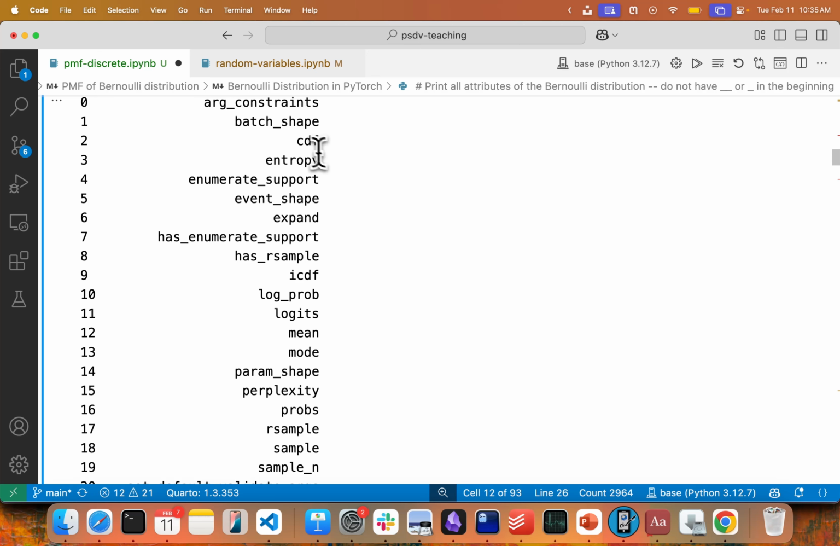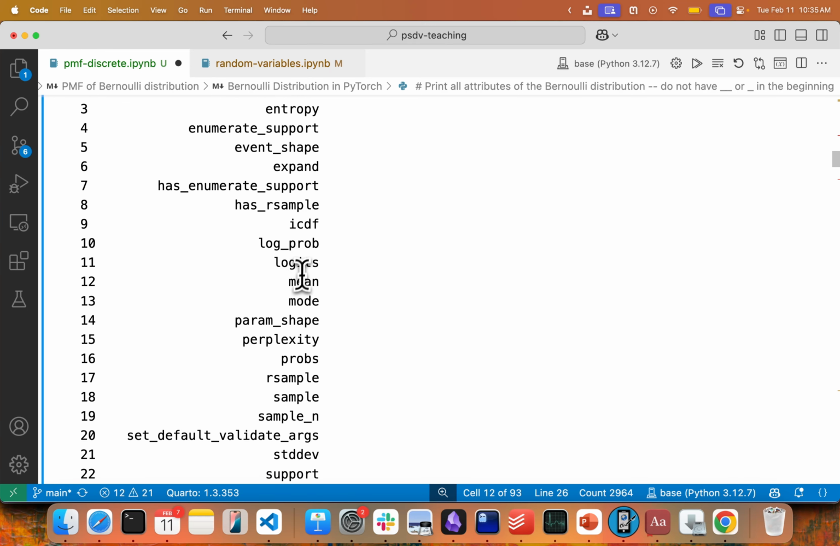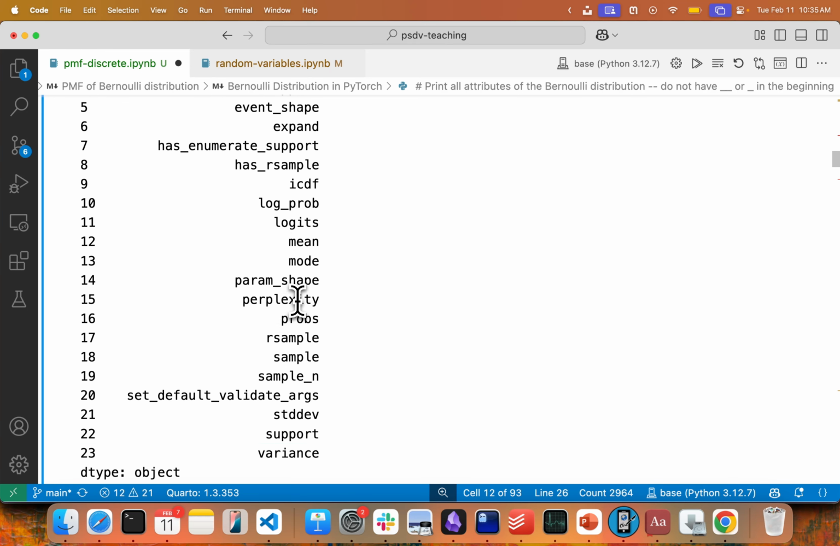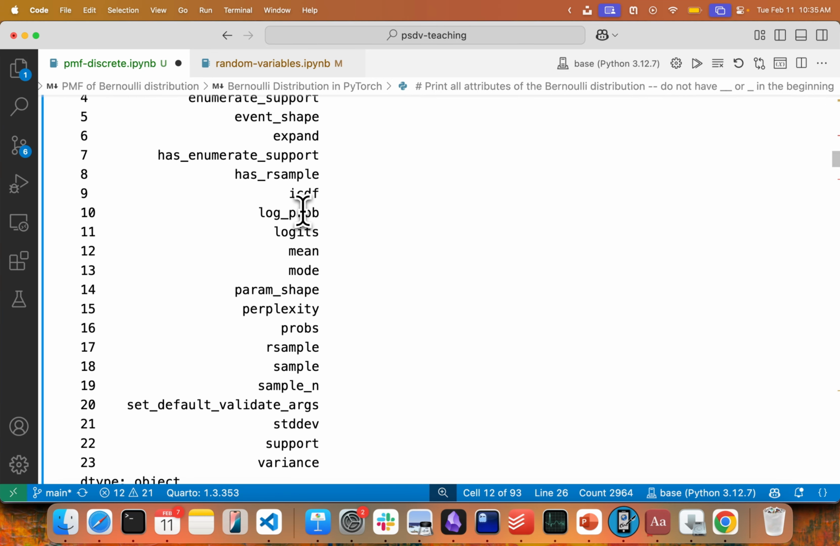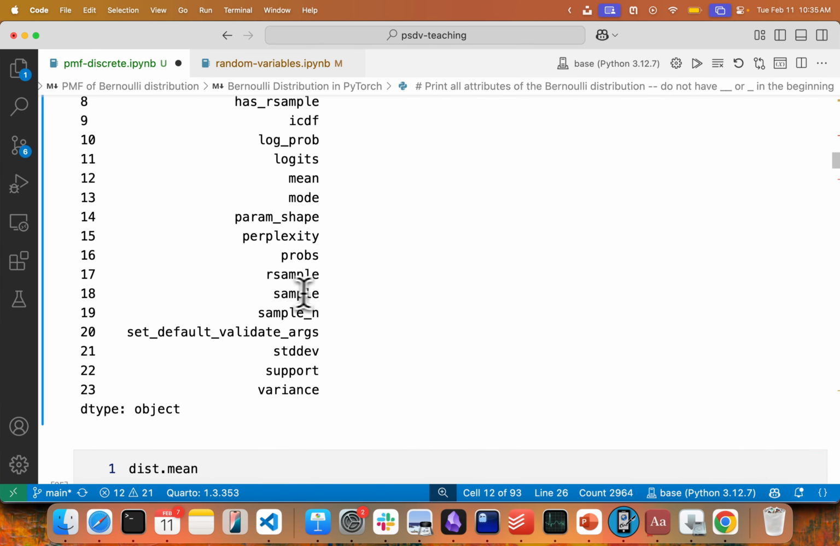You can see things like CDF, which we'll study, which is known as a cumulative distribution function. Entropy, which is an information theoretical concept defining how much variance is in the data, how much information is there in the distribution. You can look at logits, mean, mode, perplexity. This is not the company Perplexity. This is some other information measure similar to entropy. You can call the function sample to draw some samples from this distribution. You can look at the support.